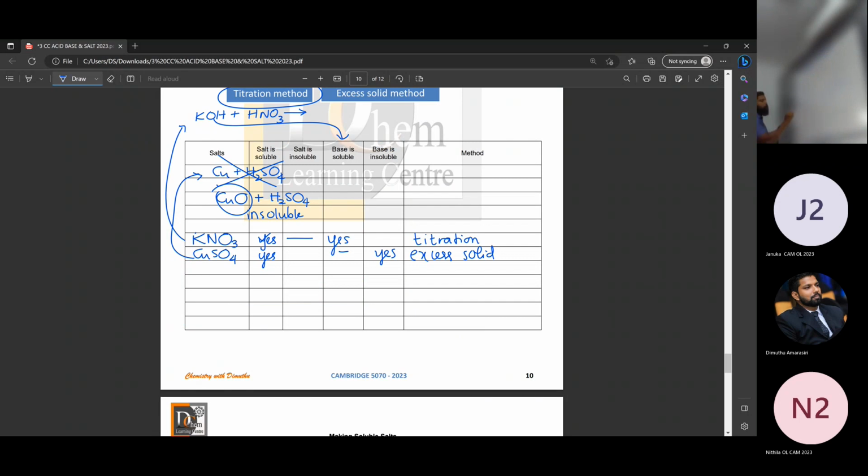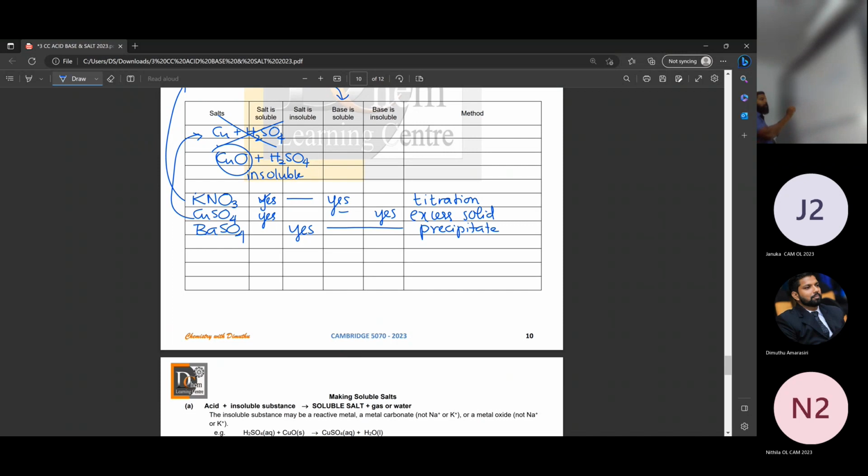Next, you have barium sulfate. When you hear barium sulfate, it's in the sulfate list, one of the insoluble ones. So it is insoluble here. So nothing else is important, because you are going to precipitate the salt. You are going to precipitate this. Next one.